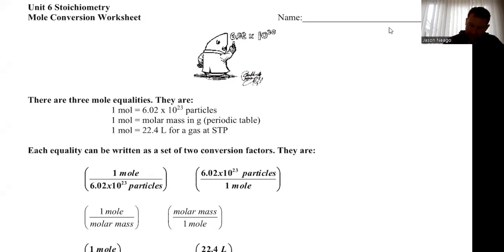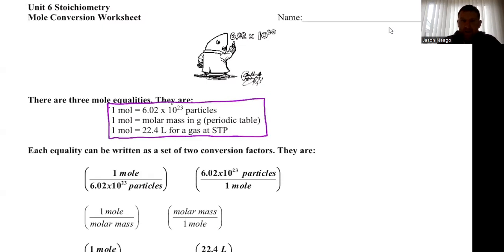these three things that I'm putting a box around, these are our conversion factors. Now, myself, I'm more of a visual learner. So I call this the mole map. And I'm going to take these three conversion factors and I'm going to apply them to the mole map.